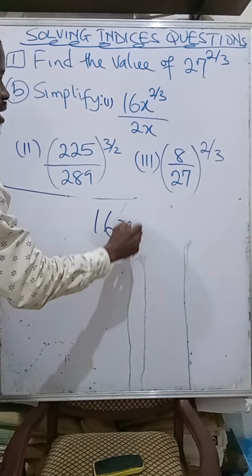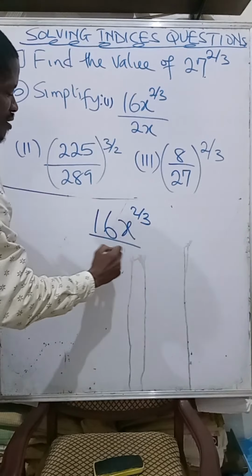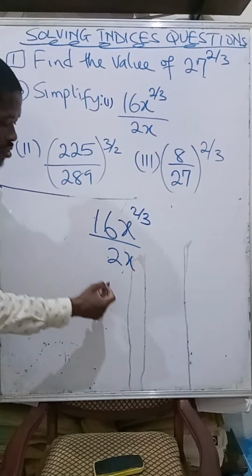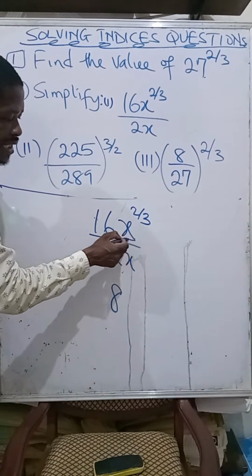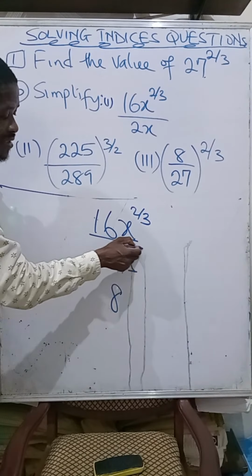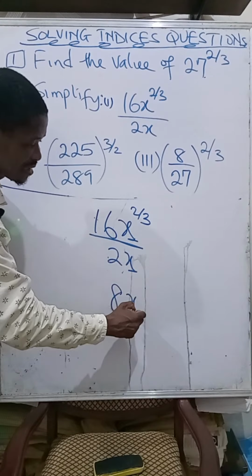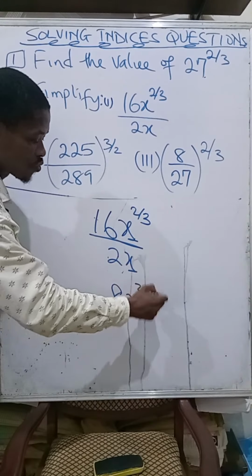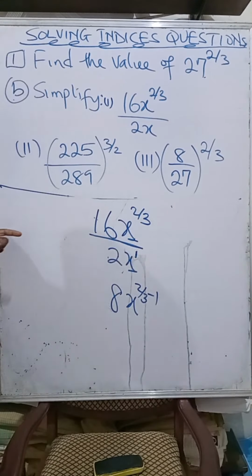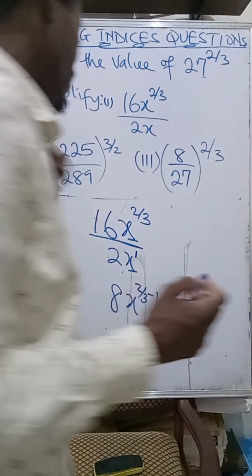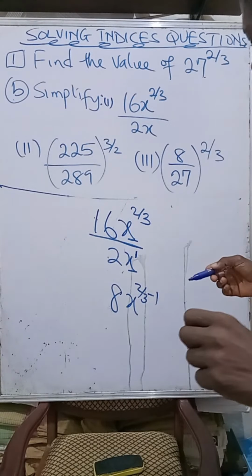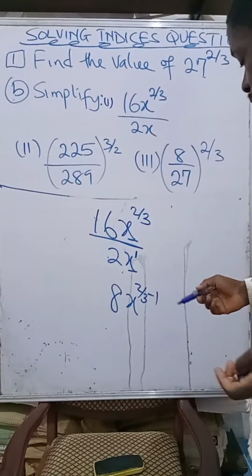Okay, 16 x to power 2 over 3 over 2x. So what we are going to do in this case is take the number 16 over 2, that's 8. Then x is there, x is there. And this is a division, so you take one of them and then you subtract the powers. That will be 2 over 3 minus 1. This one has a 1 because every number has a power of 1. So anything to power 1 is that number.